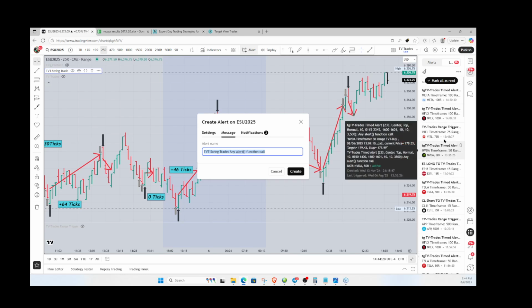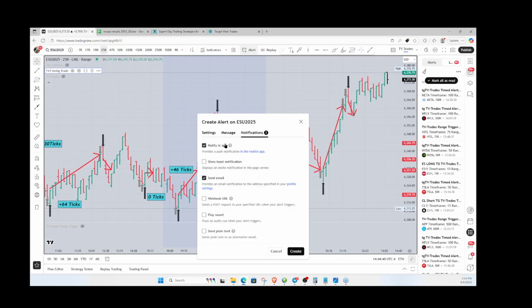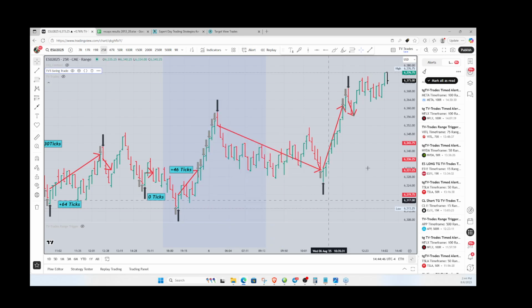And then it's going to give you a message. The alert actually gives you a message when it triggers. It tells you if it's one of these or one of these. It tells you that information. And you can have it notify you on your phone, in the app on your phone. You can have it pop up on the screen, send an email, all those different ways. So you don't have to just sit there and watch the screens all day.